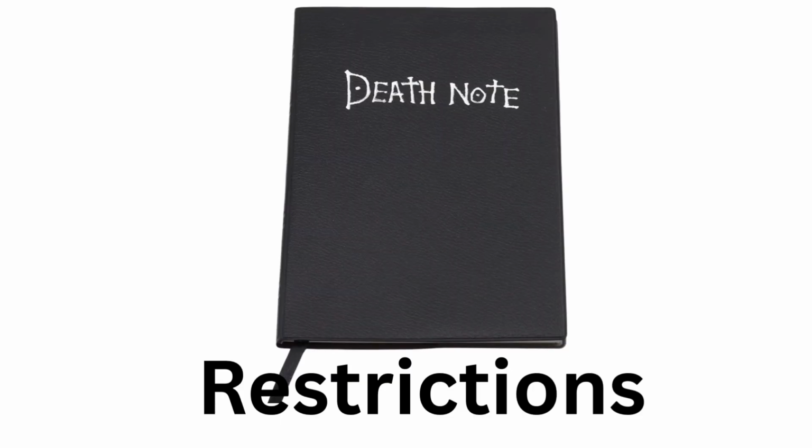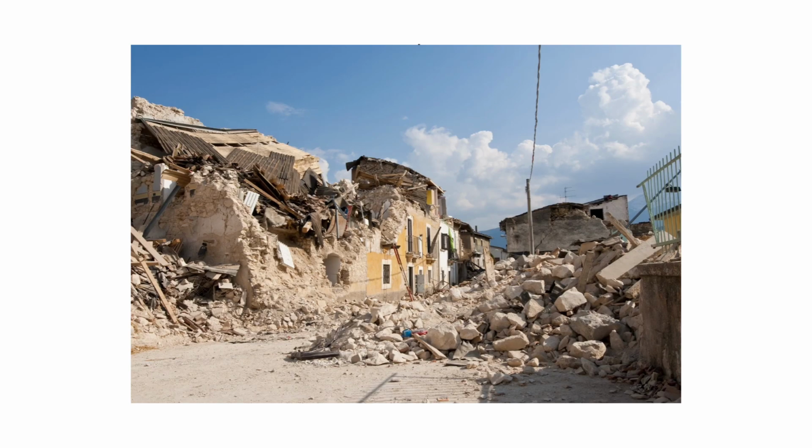Death Note restrictions. One Death Note cannot affect the same person twice. If a name is written again after they have already been targeted, nothing will happen. Also, a Death Note cannot directly cause multiple deaths at once, meaning it can't be used to start large-scale disasters like a plane crash or an earthquake.